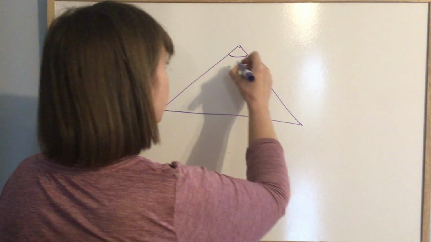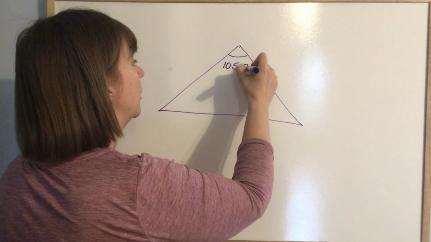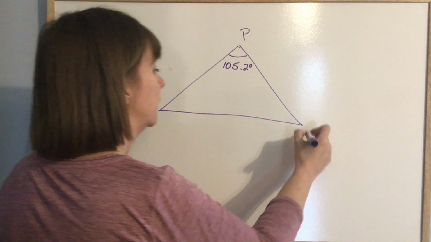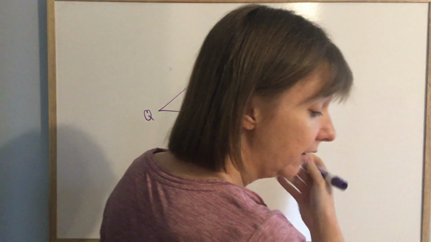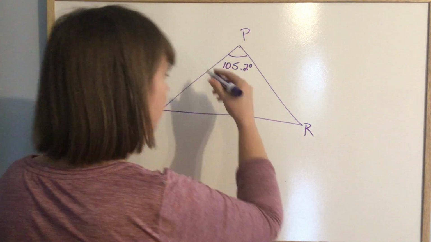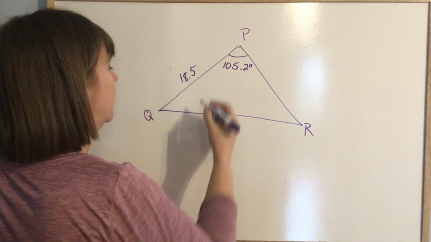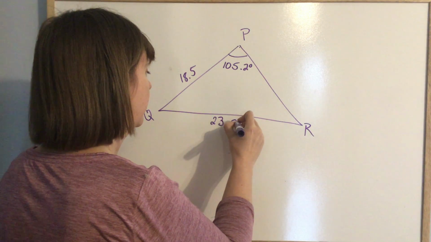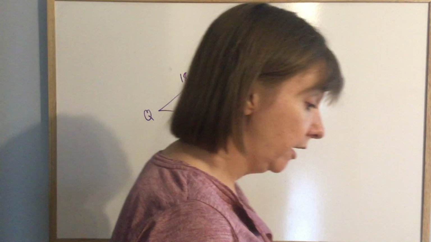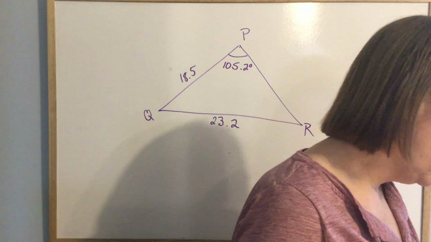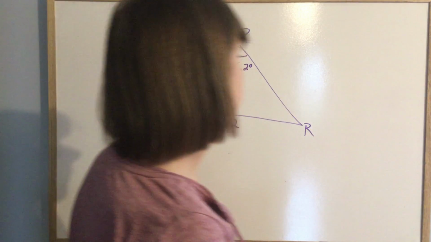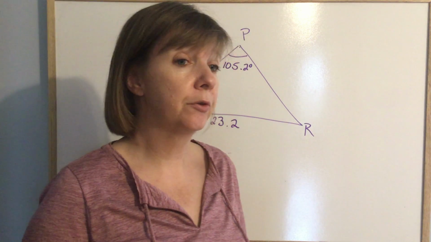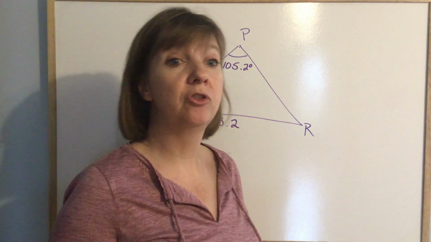They tell you that this angle is 105.2, and this is P, and this is Q, and this is R. And they tell you that this side is 18.5, and this side is 23.2. And they want us to solve the triangle. One of the things I noticed is that some people, when it said solve the triangle, would just find the angles or just find the sides.